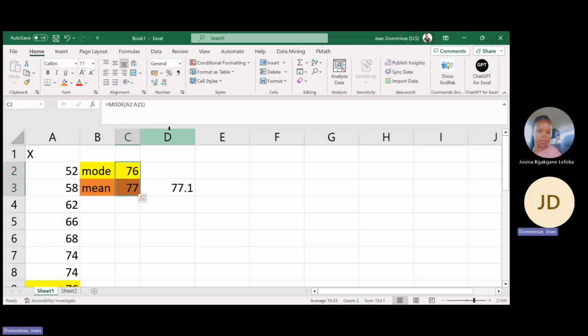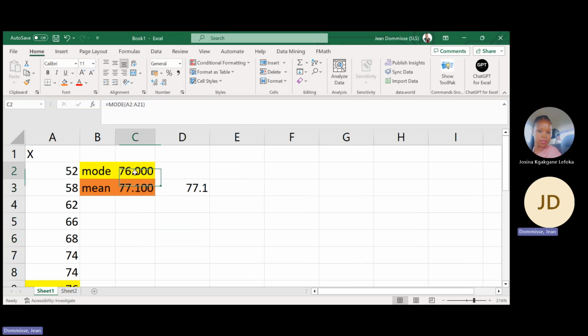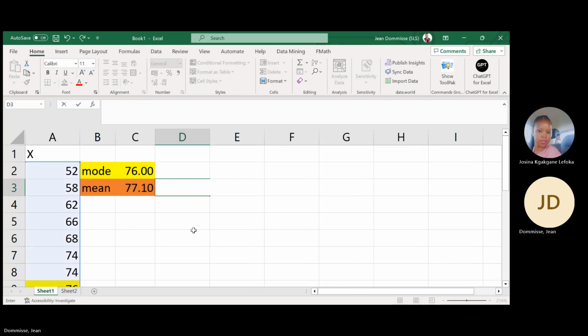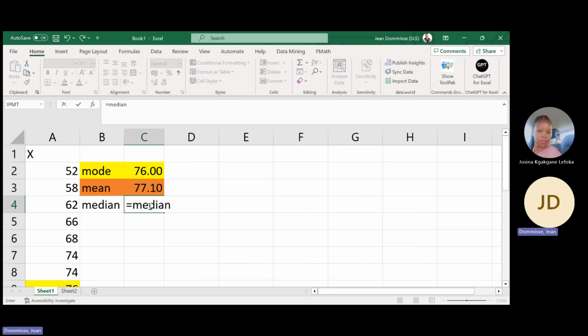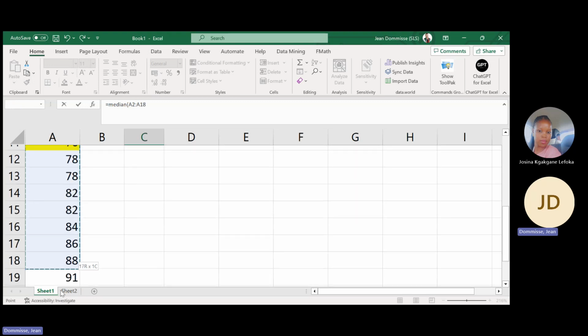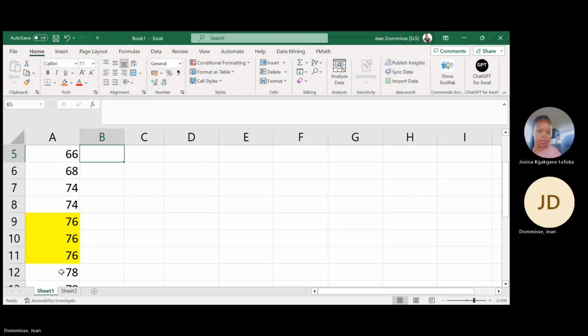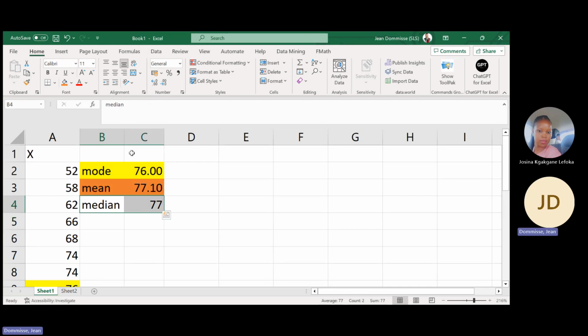Okay, so let's just do this, and let's just make it to the biggest. Okay, so it seems like the biggest. Let's do it like that. Okay, so it is exactly the same. So the last one of the central tendency is median. And for median, again, there is a function. We are going to check it just afterwards. Okay, so median is 77.